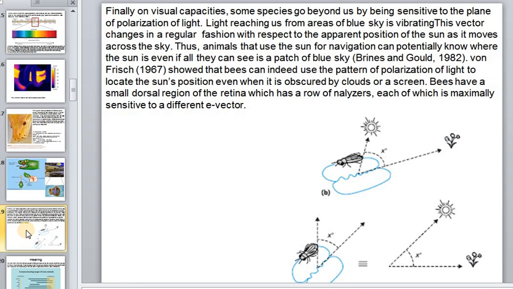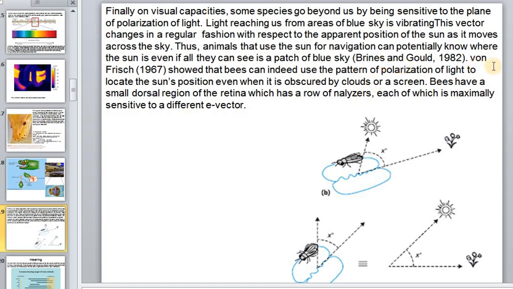One more visual capacity in some species goes beyond ours: being sensitive to the plane of polarization of the light. Light reaching us from areas of blue sky is vibrating, and this vector changes in a regular fashion which corresponds to the apparent position of the sun as it moves across the sky. Thus, animals that use the sun for navigation can potentially know where the sun is, even if all they can see is a patch of blue sky.